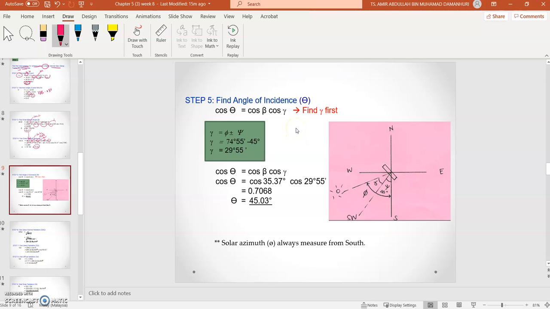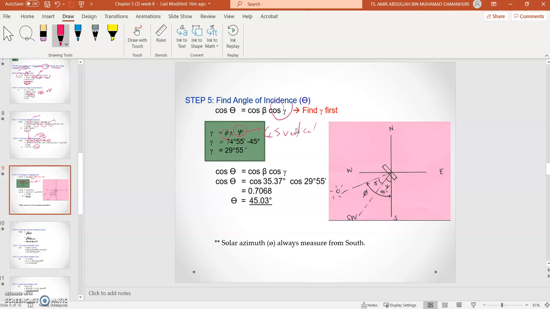So cos theta is cos beta plus cos gamma here. So we have to find the gamma value first. The gamma value is phi plus minus the lambda. So the lambda is given from the question. It is 45 degrees since it is vertical. So we assume it is 45 degree. So either we want plus or minus.